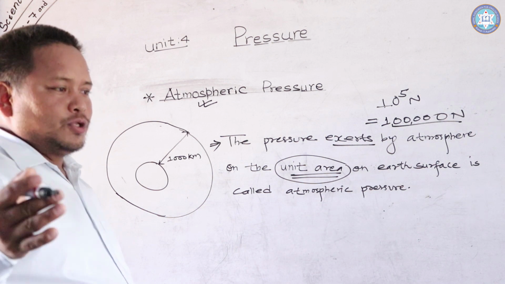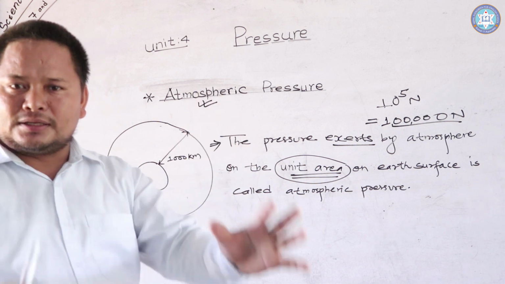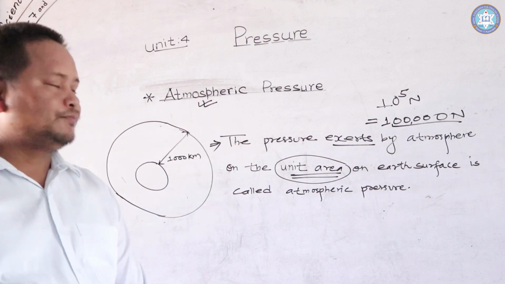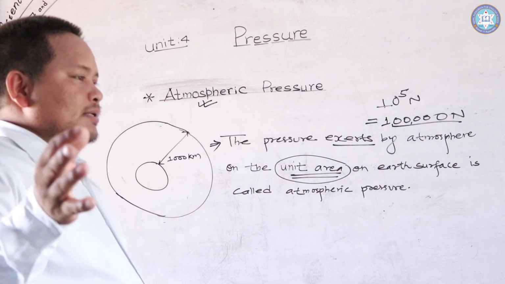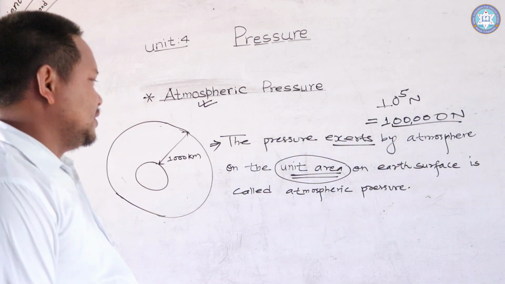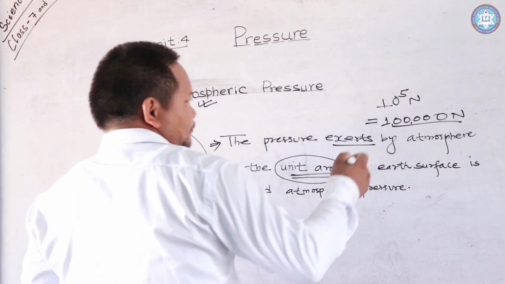For example, the largest animal of the earth is what? Elephant. Okay? Just suppose its mass is how much?